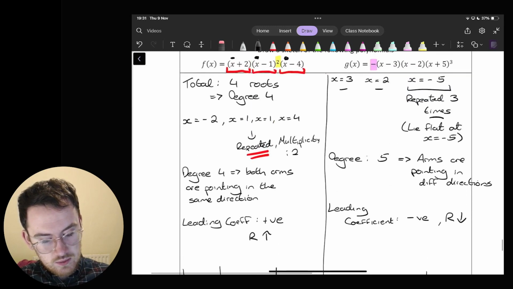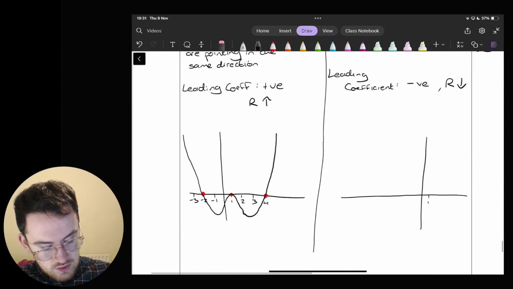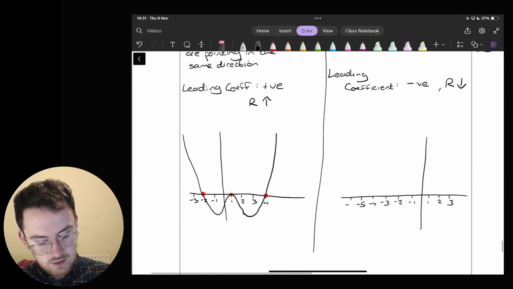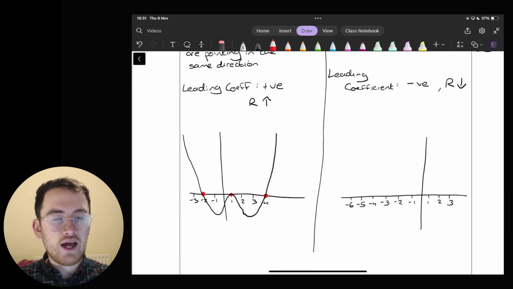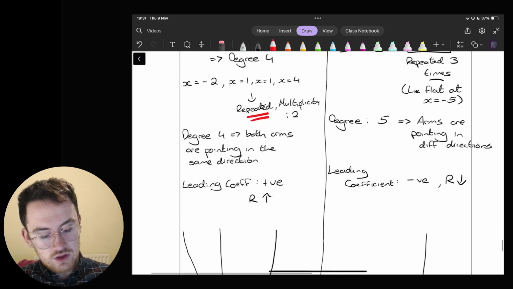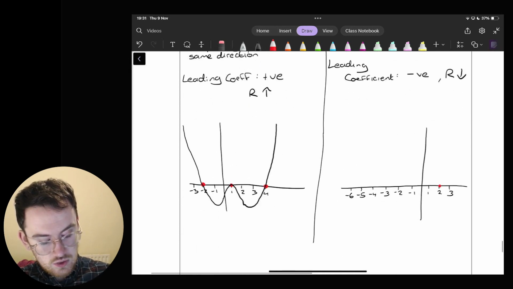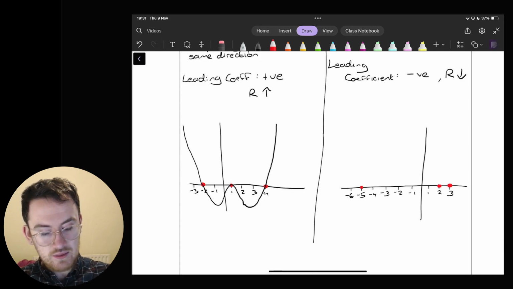Just looking as well at what points I need to include. So 1, 2, 3, -1, -2, -3, -4, -5. I'll put in a -6 as well. Okay, so we know first of all that I'm going to cross the axis at 2 and at 3. And then I'm going to touch the axis or lie flat at my -5.